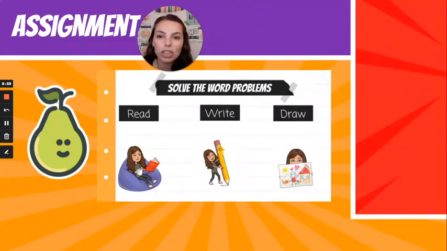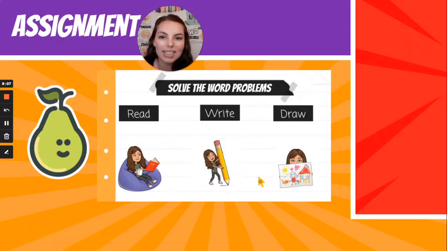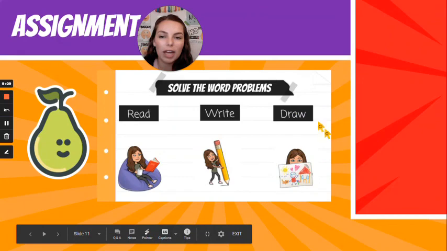Awesome. So your assignment is going to be on Pear Deck and you're going to do the same thing I just did. Read the word problem, write the number sentence, and draw your picture. I also want you to practice using that number line and making groups of 10.